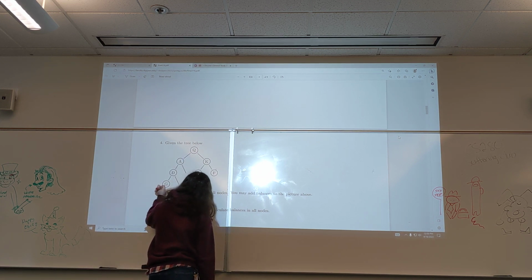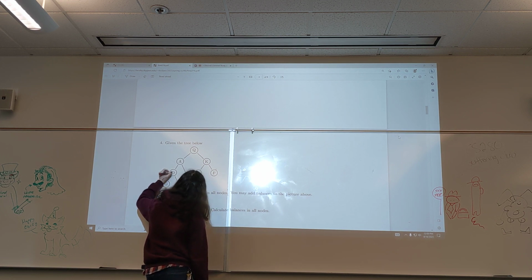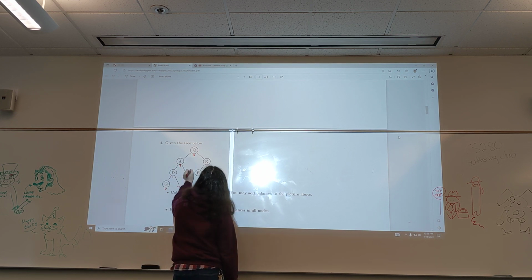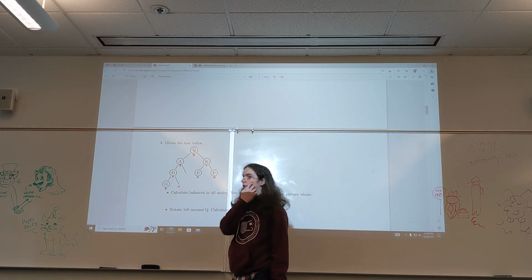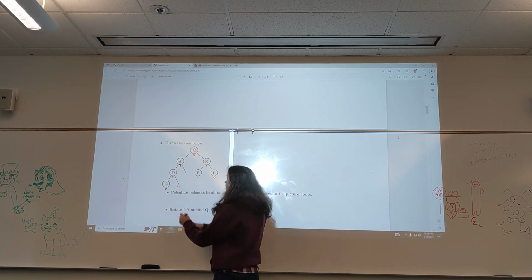So this has a height of 0, this has a height of -1, this has a height of 1, 2, 3, this has a height of 0, 0, 1. What does a height of -1 mean? It means that it's an empty tree.